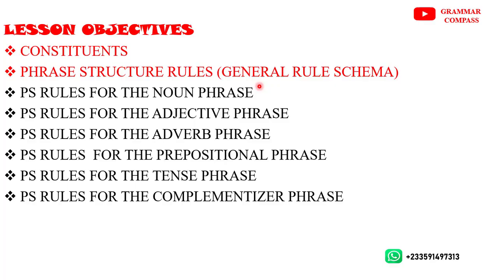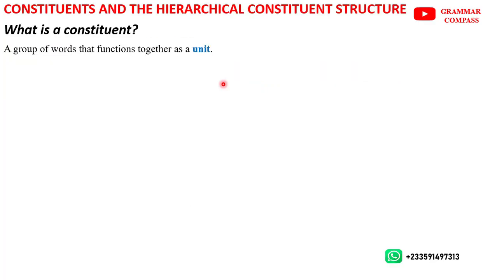First, let's talk about constituents. What is a constituent? A constituent is a group of words that function together as a unit. This means that if you see any group of words in a sentence working together to perform the same role, then we call it a constituent.